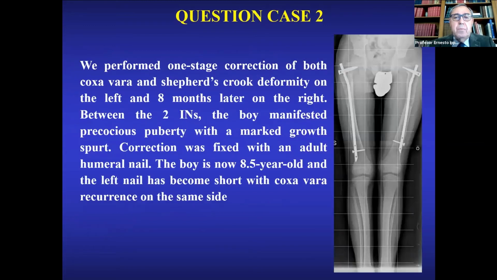We performed one-stage correction of both coxa vara and Shepherd's crook deformity on the left and 8 months later on the right. Between the two intramedullary nailings, the boy manifested precocious puberty with a marked growth spurt. Correction was fixed with an adult humeral nail. The boy is now 8.5 years old, and the left nail has become short with coxa vara recurrence on the same side.